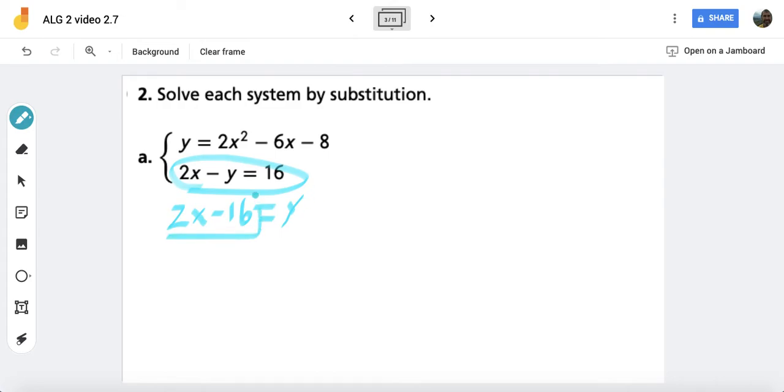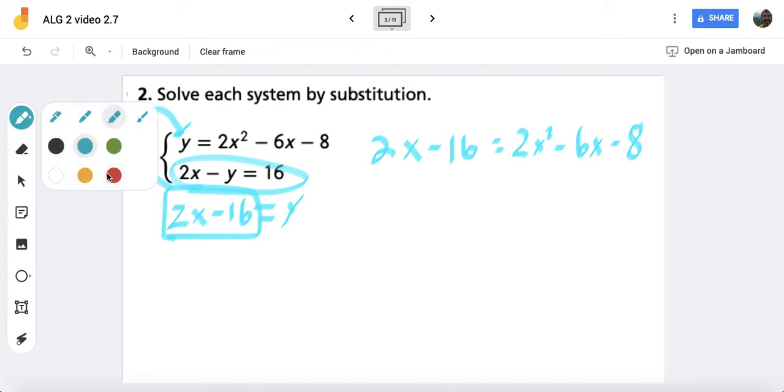I now have to take this and put it in here for y. So I have 2x minus 16 equals 2x squared minus 6x minus 8. Okay, so I've substituted. I went the other way than the previous example just to show you an example of that.